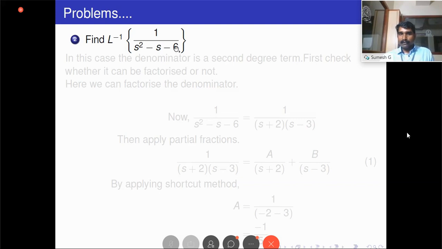The denominators of the standard forms of second degree expressions are s square plus a square or s square minus a square. In this question, the denominator is not of the form s square plus a square or s square minus a square. So first we have to check whether it can be factorized or not. S square minus s minus 6 can be factorized as s plus 2 into s minus 3.